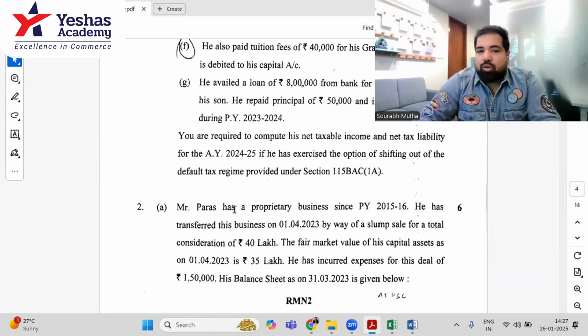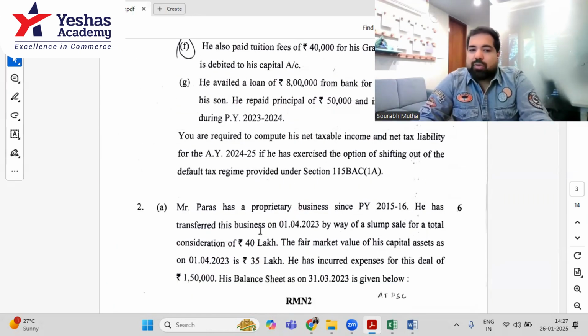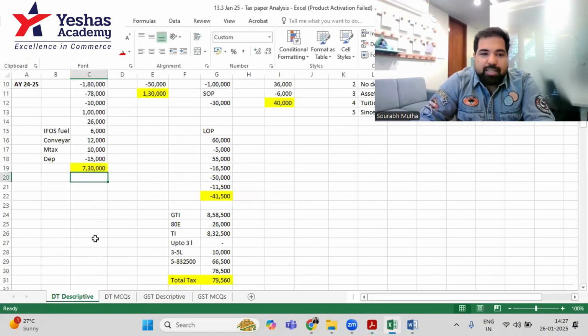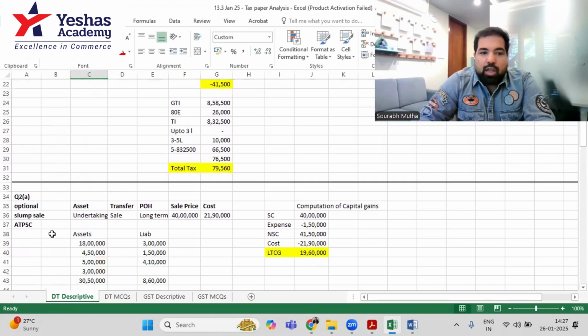Okay. So Paras has a proprietary business. He has transferred his business. Capital gain, if you remember my shortcut from capital gain, ATPSC. Here we go. This is ATPSC. What is the asset? It's an undertaking. Have you sold it? Yes. Period of holding, long term. What is the sale consideration?